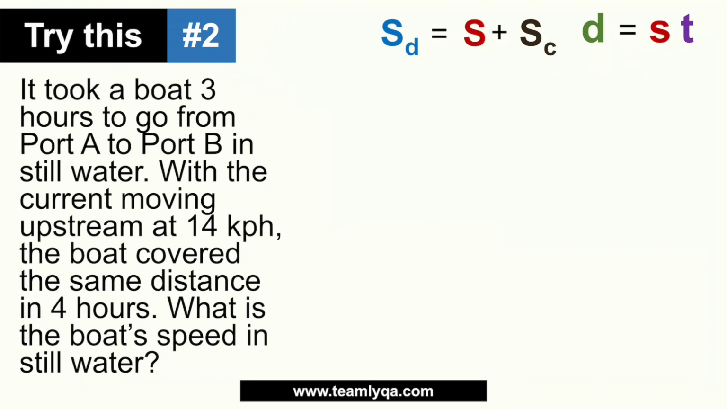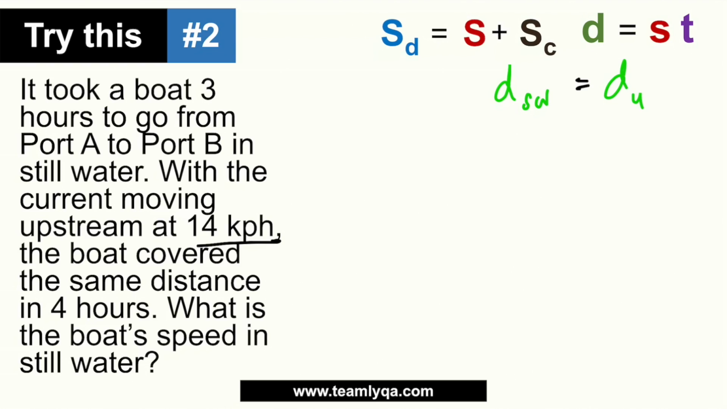Okay? Okay, so sabi it took about 3 hours to go from port A to port B in still water with the current moving upstream at 14 kilometers per hour. So this will be against the current. The boat covered the same distance in 4 hours. What is the boat speed in still water? So again, it's a lot like yung sample natin kanina. We have yung distance niya moving in still water equal siya sa distance niya moving upstream.